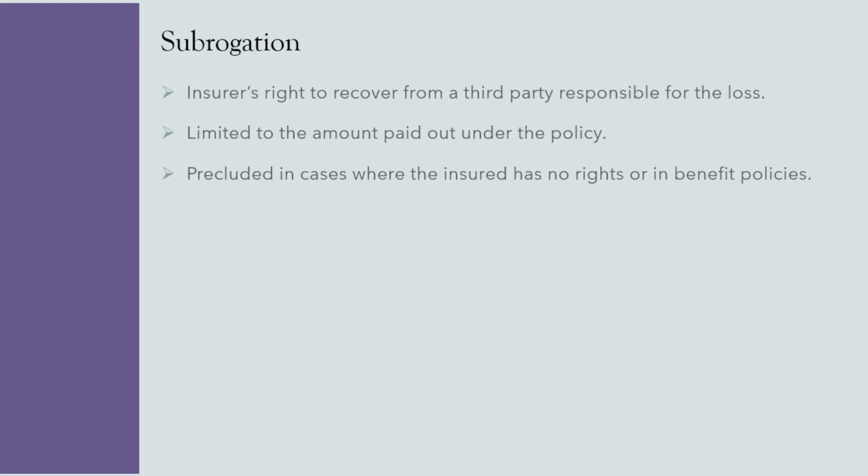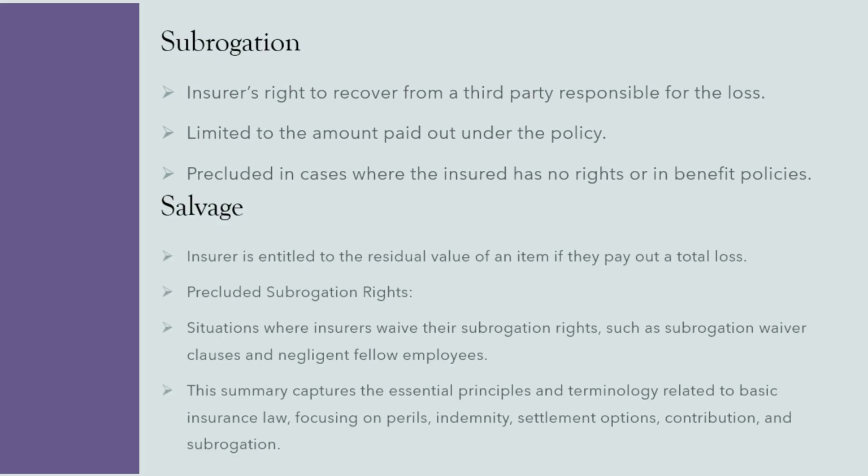A lot of people are confused about subrogation initially. Once you understand, it is very simple. Insurer's right to recover from a third party responsible for the loss. Limited to the amount paid out under the policy. Precluded in cases where the insured has no rights or in benefit policies. Salvage. Insurer is entitled to the residual value of an item if they pay out a total loss. Precluded subrogation rights. Situations where insurers waive their subrogation rights, such as subrogation waiver clauses and negligent fellow employees.